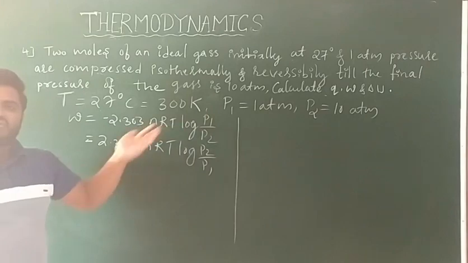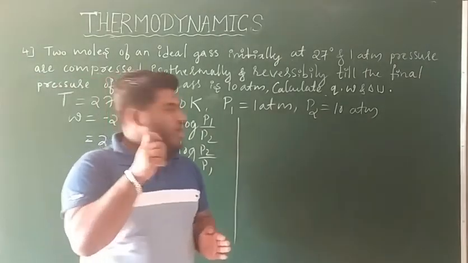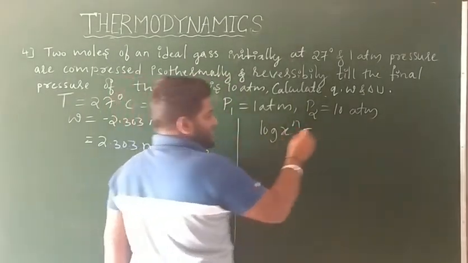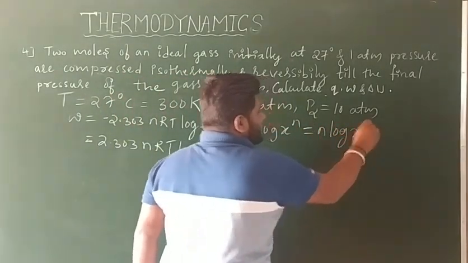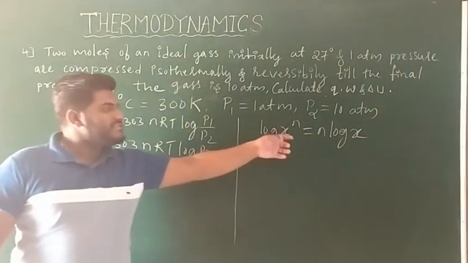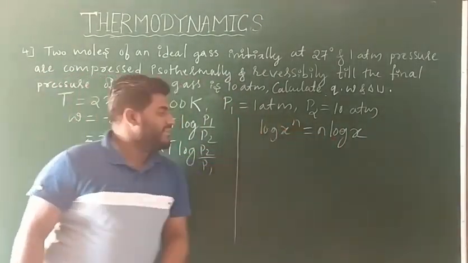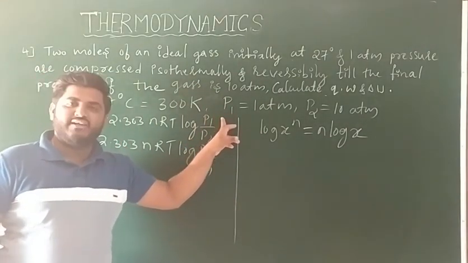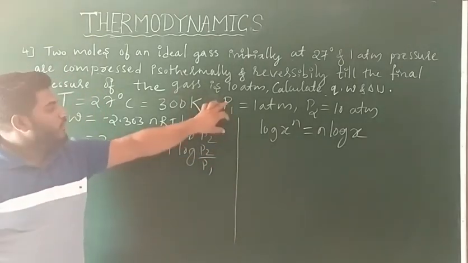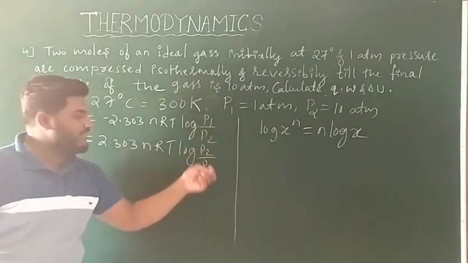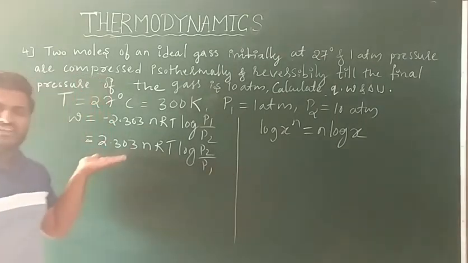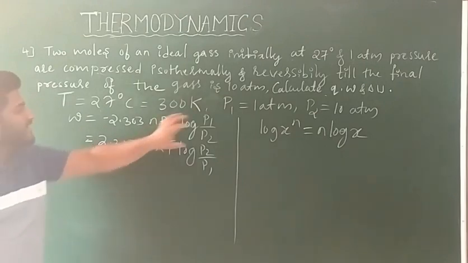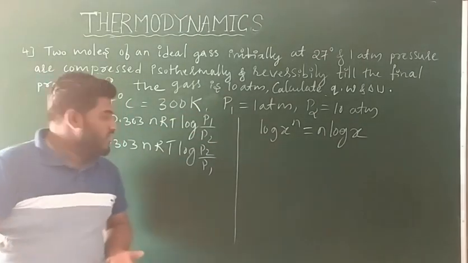How? That is one rule, nothing but a property of logarithms. Log of x raised to n is n log x. Whenever the power is there, you have to multiply in front. Here minus 1 is there, to the power minus 1, that means 1 divided by P1 by P2, which is nothing but P2 by P1. Let us remember that whenever you want to eliminate the minus sign, you have to reverse this one. That's it.